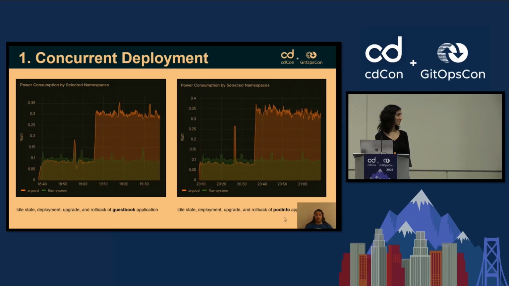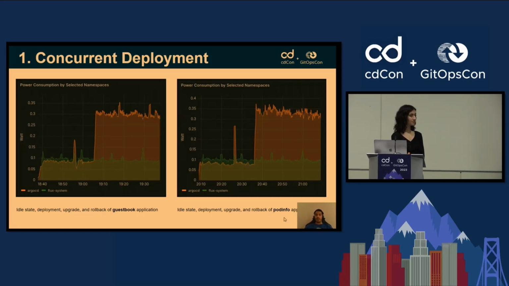On the other hand, within the Argo CD namespace, we observed a different power consumption pattern. Initially, the power consumption started just below 0.1 watt. However, after approximately 15 minutes, there was a spike when the sample application was deployed. Furthermore, after another 10 minutes, the power consumption in the Argo CD namespace increased to 0.3 watts and remained at that level for the rest of the hour. The sustained increase may be linked to the ongoing activities performed by the Argo CD application controller.